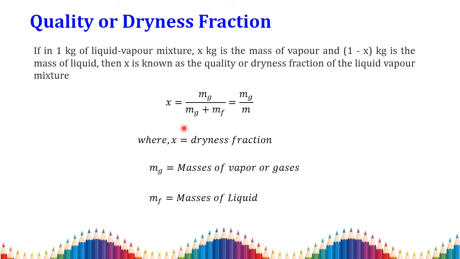Okay, so that is, in 1 kilogram of the liquid vapor mixture, how much? The mass of the vapor is x kg and 1 minus x kg of the mass of the liquid is present. That is, x is nothing but the ratio of the amount of gaseous vapor present in the total mixture. That is, x is equal to mg divided by mg plus mf. This mg plus mf can be written as m, the total mass. x is your dryness fraction, mg is your mass of vapor or gas, and mf is your mass of liquid.